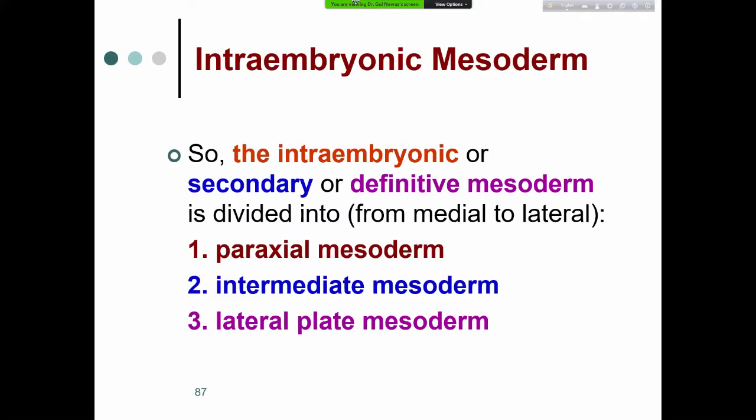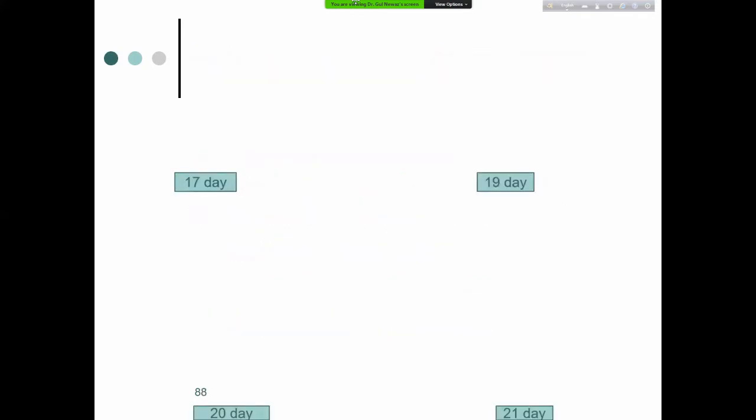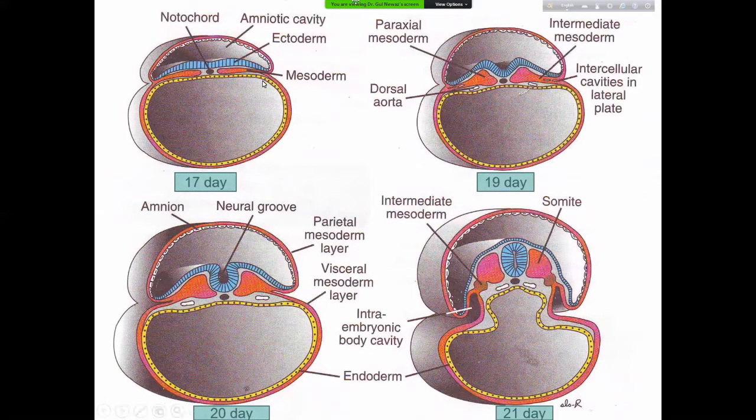This comes in the exam, and the marks can be 3 or 2. So we will ask you in the viva also: divide the mesoderm into its different components from medial to lateral. The answer should be, madam, from medial to lateral: paraxial mesoderm, intermediate mesoderm, lateral plate mesoderm. So here I have shown you the mesoderm: 17-day, 19-day paraxial mesoderm. Here the intermediate mesoderm, 20-day, and here intermediate and lateral plate mesoderm.